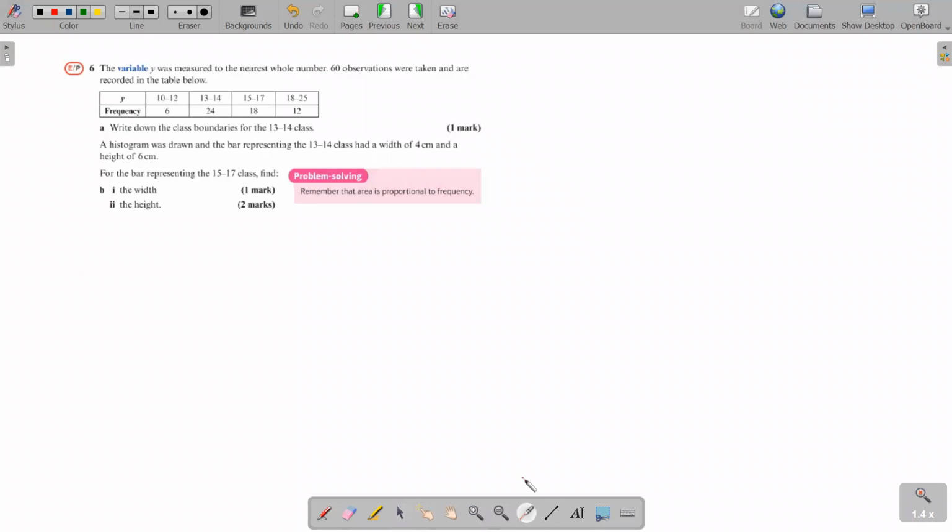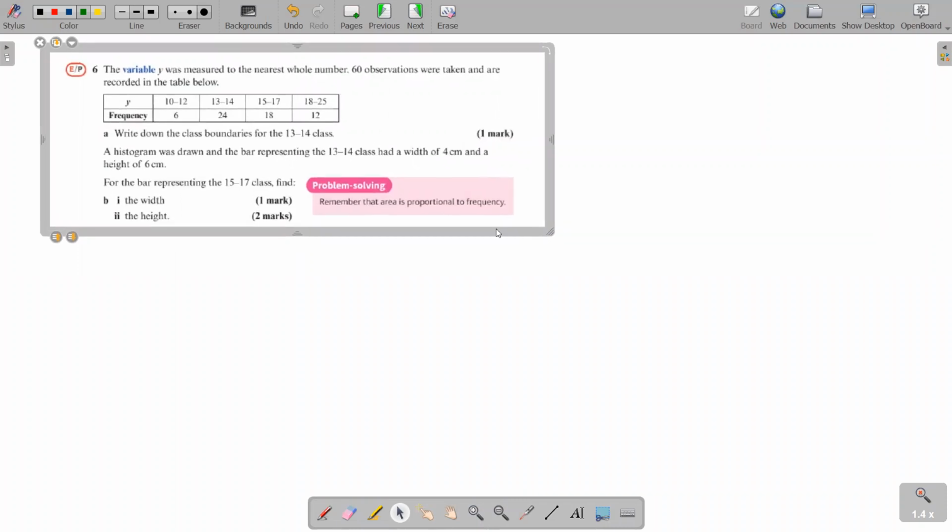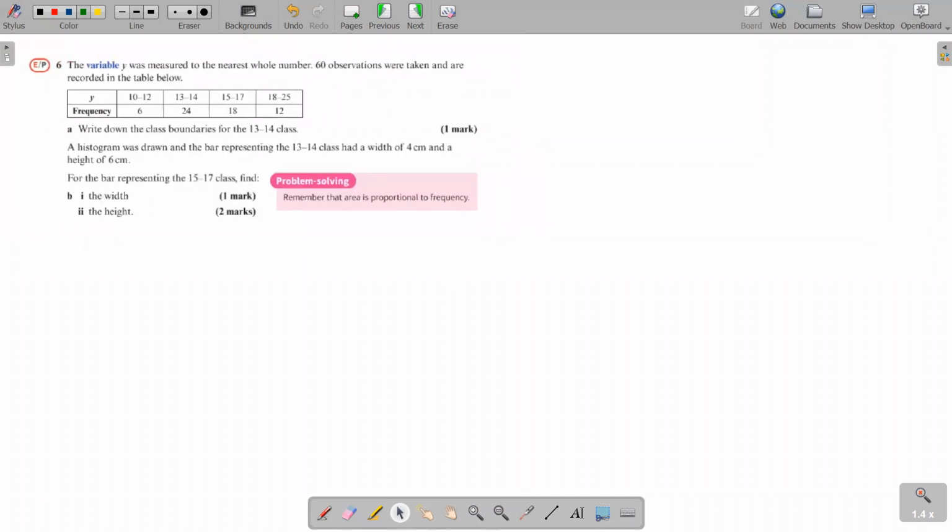Okay. So next I'm choosing to do question number 6. Look at this. They say the variable y was measured to the nearest whole number. 60 observations were taken and are recorded in the table below. You can see y 10 to 12, there are 6. 13 to 14, there are 24 observations. For y values between 15 to 17, there are 18 observations. And for y values between 18 to 25, there are 12 observations. They are asking you here, write down the class boundaries of the 13 to 14 class.